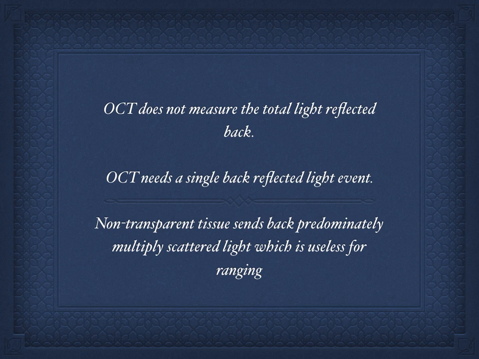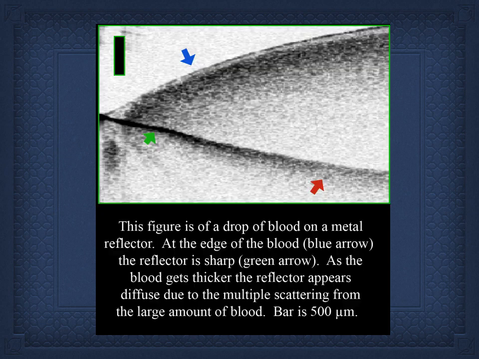So OCT does not measure the total light reflected back. You need to measure the single scattering events. Non-transparent tissue sends back predominantly multiply scattered light, which we don't want. We want to filter that out.